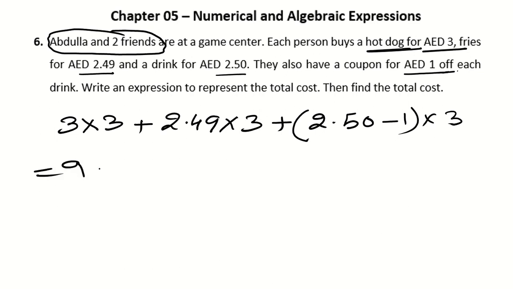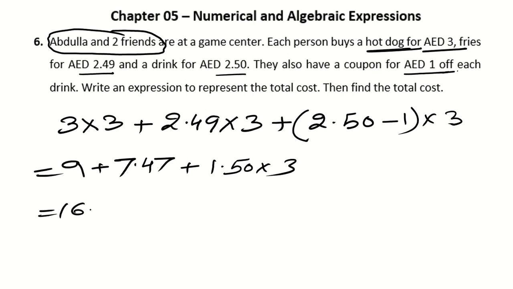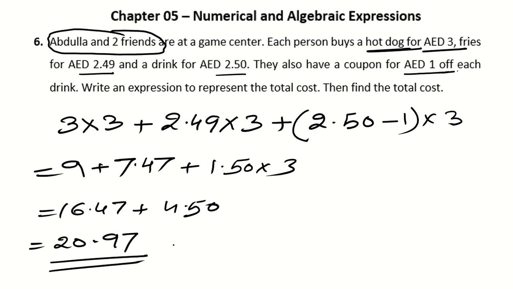So this is 3 multiply 3 is 9 plus 2.49 times 3, 3 times 9, 27, 2 carried forward, 3 4s are 12 and 2, 14, 1 forward, 3 2s are 6 and 1, 7 plus 1.50 times 3. Okay. So this is 16.47 plus 4.50. This is just calculate it, 16 and 4, 20.97. This is the answer, dirham. Okay. Now it is just a calculation, so I did it a little faster. Otherwise also I have a lot of questions to discuss with you. Okay. This is just one topic, numerical and algebraic expression.